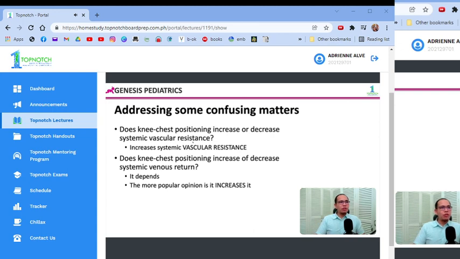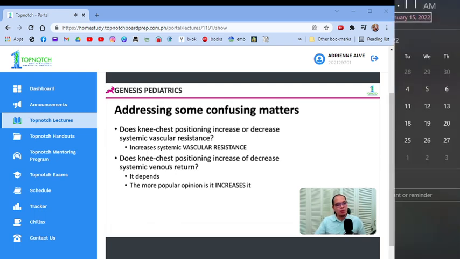Okay, so some confusing matters. Does knee chest position increase or decrease your systemic vascular resistance? Kasi usually natatanong yan eh. So the quick answer is it increases your systemic vascular resistance. Kapag inipit mo yung mga great vessels mo, pag nag-knee chest ka, it increases your systemic vascular resistance. Ito yung mas nakakalito. Does the knee chest position increase or decrease your venous return? Ang sagot is it depends.